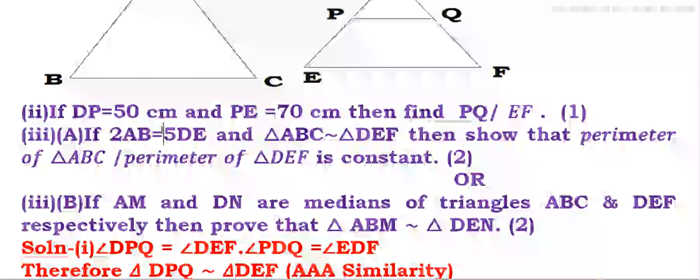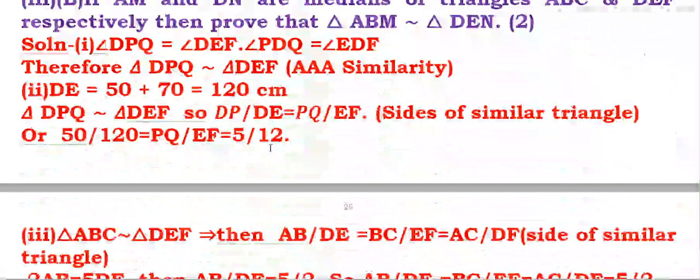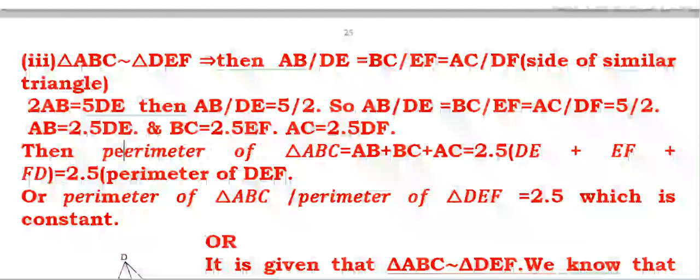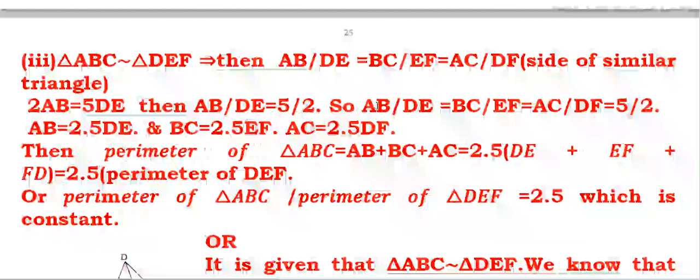2AB is equal to 5DE, and the triangles are similar, then the ratio of perimeters. When the triangles are similar, AB by DE will be 2 by 5. Then AB is equal to 2.5 DE, BC is equal to 2.5 EF and AC is equal to 2.5 DF, because the ratio will be the same in similar triangles, the ratio of both sides is always the same. The perimeter of triangle ABC is equal to AB plus BC plus AC, is equal to 2.5 DE plus 2.5 EF plus 2.5 FD. That will be 2.5 times the perimeter of DEF. It means the ratio of perimeters will always be 2.5. So this will be a constant ratio.